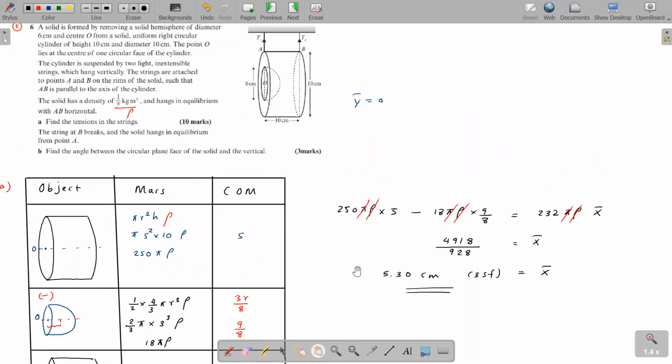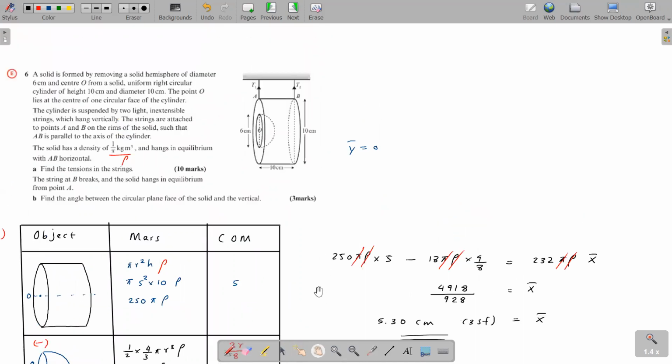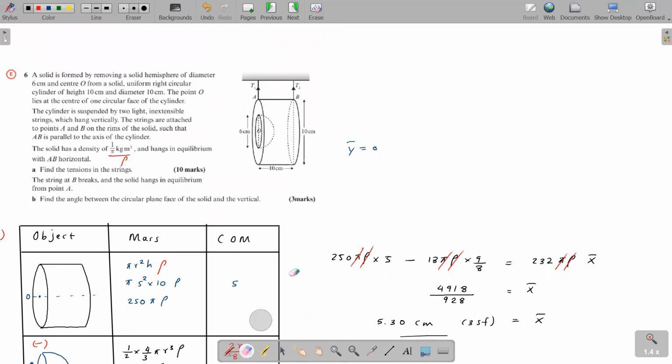However, it's not the x bar that they require here, right? So for 10 marks, they are asking you to find the tensions in the string. Now they are saying this particular object, they are suspending it. Can you see? So they are suspending this object, and your task is to find the tension. Let's mark everything on the diagram. It's actually really easy.